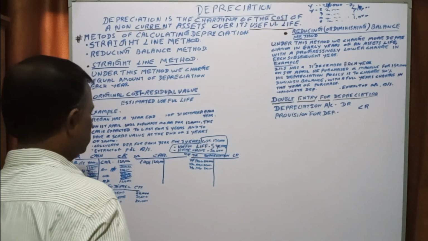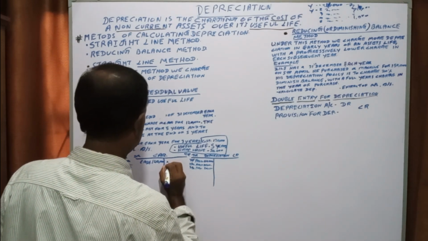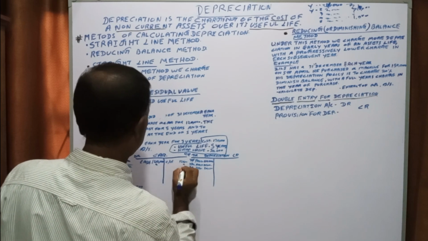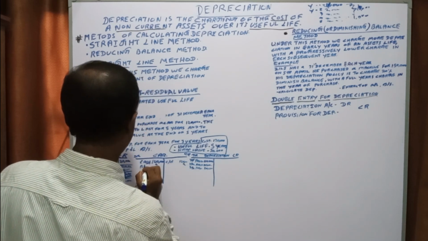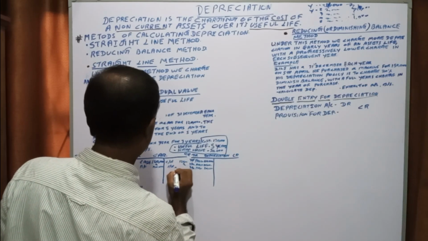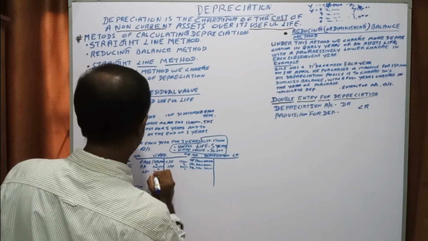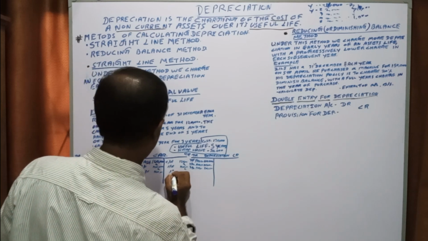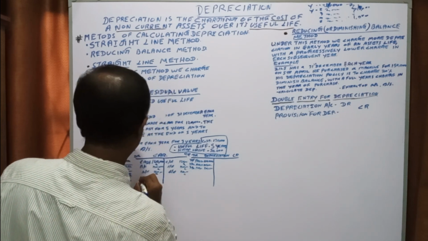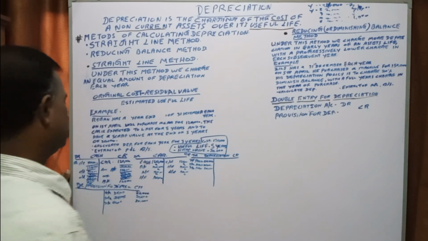Okay, here the car also like that. Brought forward, carried down, balance 120,000. Okay. Brought forward 120,000. Carried down 120,000. Brought forward 120,000. Carried down 120,000. Brought forward 120,000. 3 years.